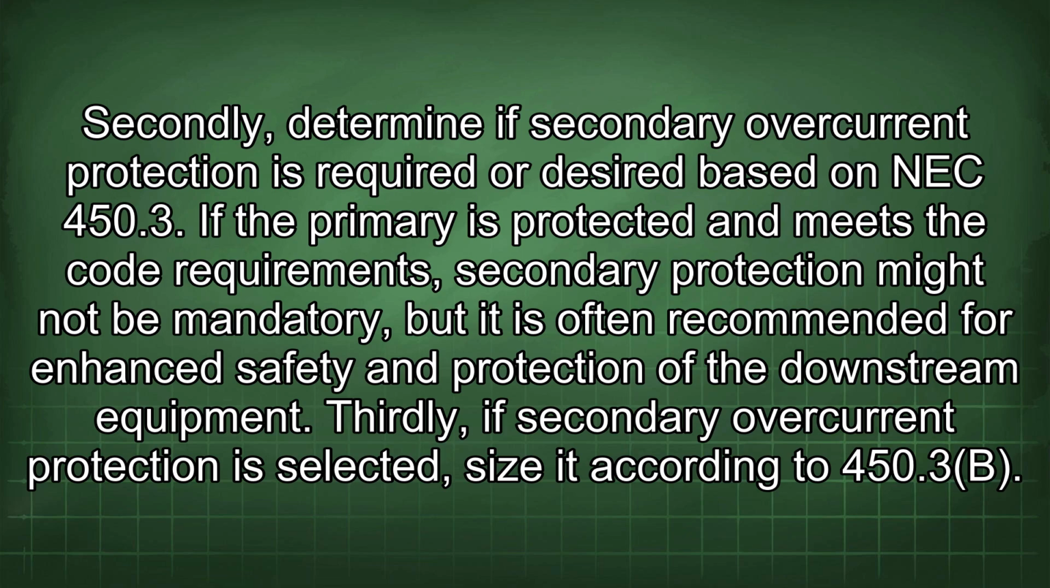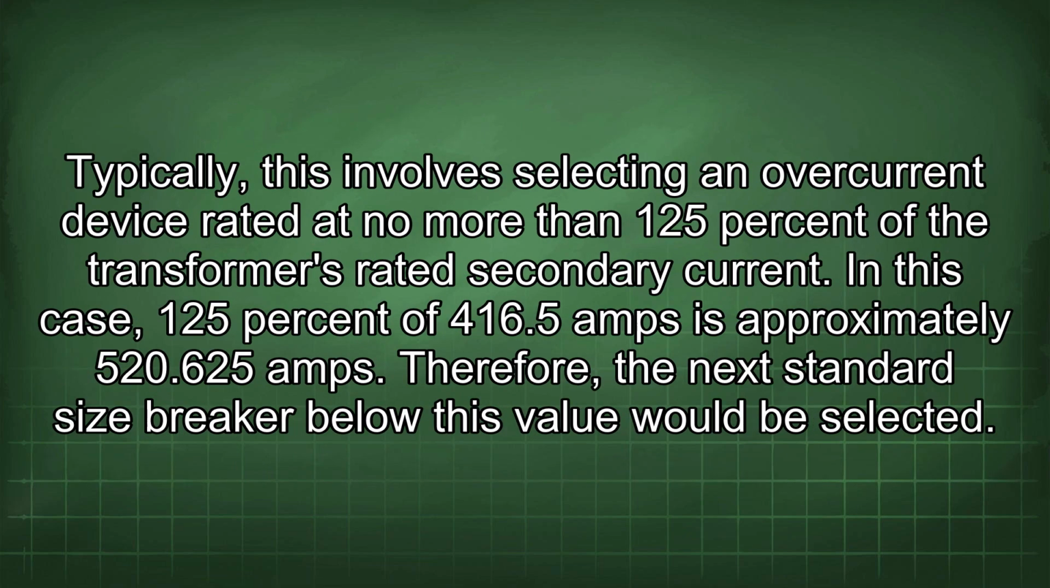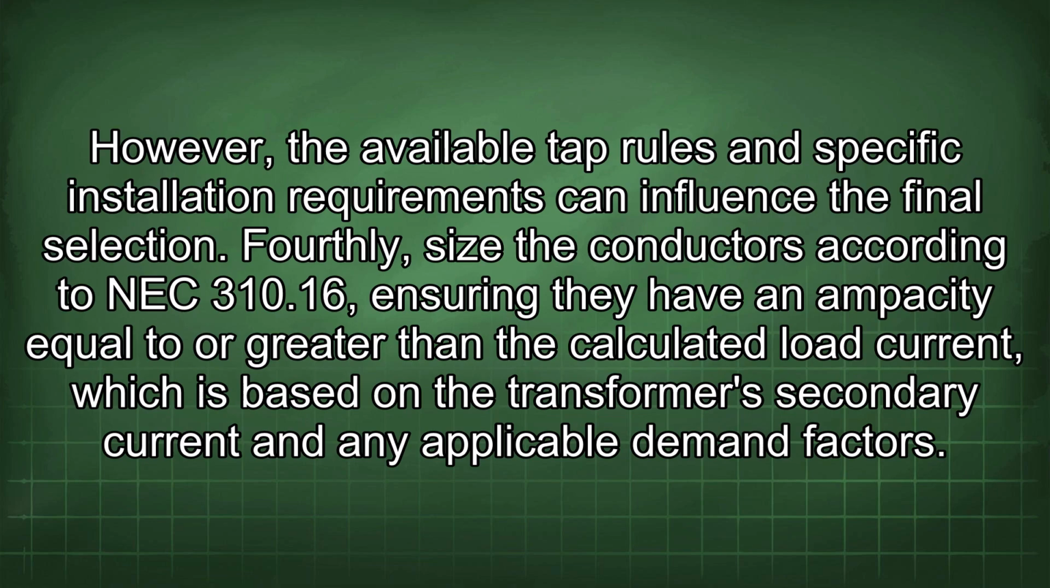Thirdly, if secondary overcurrent protection is selected, size it according to 450.3(B). Typically, this involves selecting an overcurrent device rated at no more than 125% of the transformer's rated secondary current. In this case, 125% of 416.5 amps is approximately 520.625 amps. Therefore, the next standard size breaker below this value would be selected. However, the available tap rules and specific installation requirements can influence the final selection.